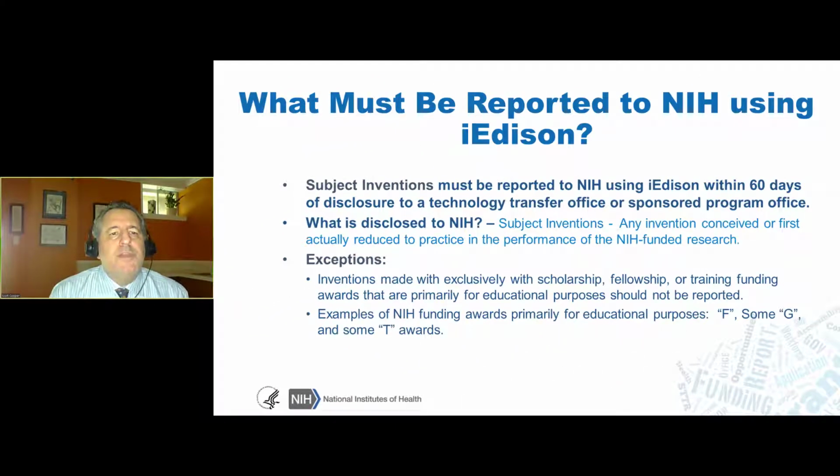Now, we talked about subject inventions and that they must be reported to the NIH using the iEdison system, and that must be done within 60 days of the inventor disclosing that invention to the technology transfer office or to the sponsored program office of your institution. So what do we disclose? Again, any invention either conceived or first actually reduced to practice in the performance of the NIH funded research.